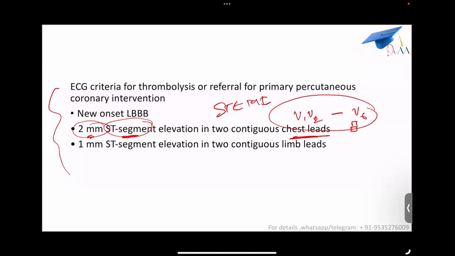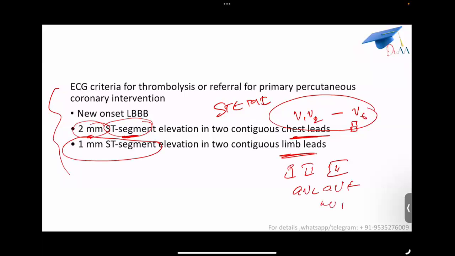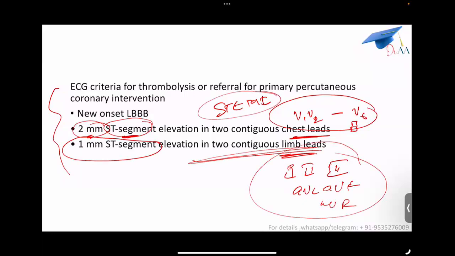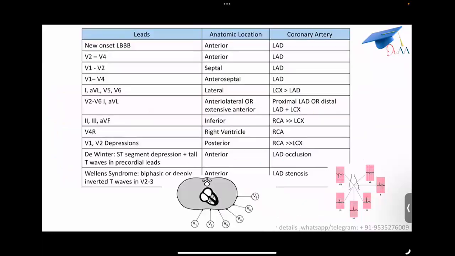Or if there is more than 1 mm ST segment elevation in the limb leads, that is leads 1, 2, 3, AVL, AVF, or AVR. In these leads, if it is more than 1 mm in 2 consecutive limb leads, then we consider it as an ST segment elevation MI, and we proceed ahead with the treatment.